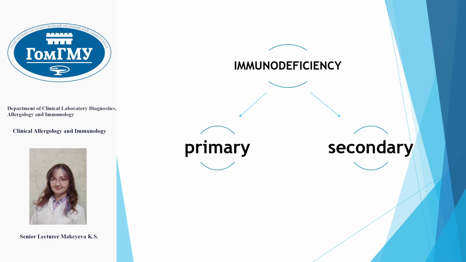Some of these diseases may result from genetic abnormalities in one or more components of the immune system. These are called congenital or primary immunodeficiencies. Other defects in the immune system may result from infections, nutritional abnormalities, or medical treatments that cause loss or inadequate function of various components of the immune system. These are called acquired or secondary immunodeficiencies.